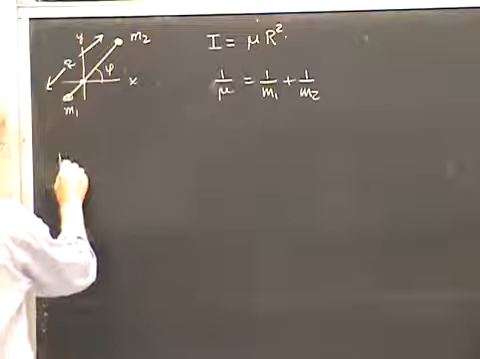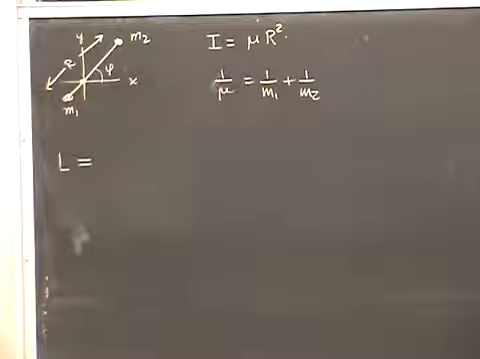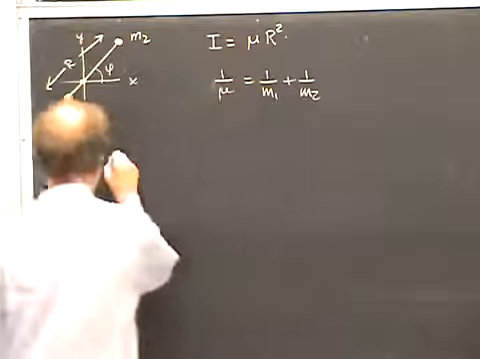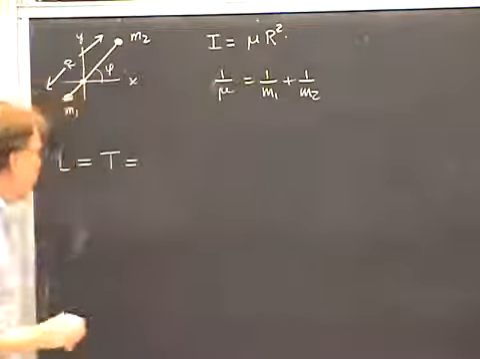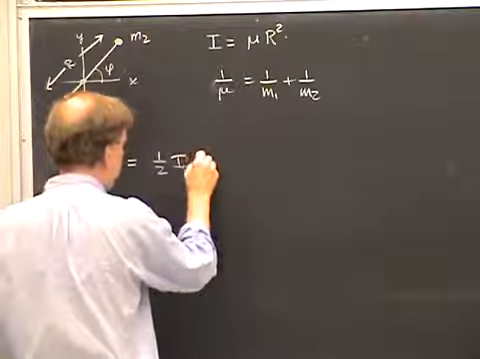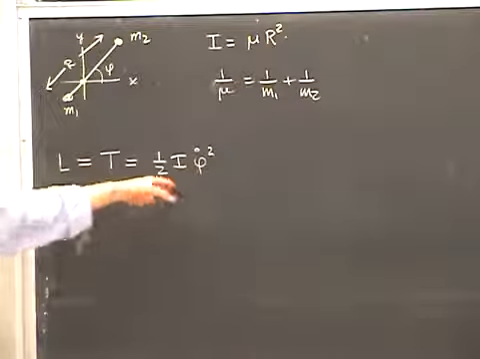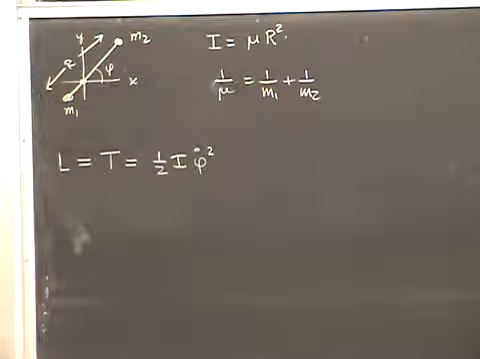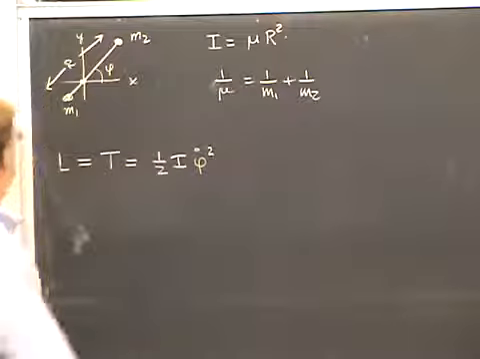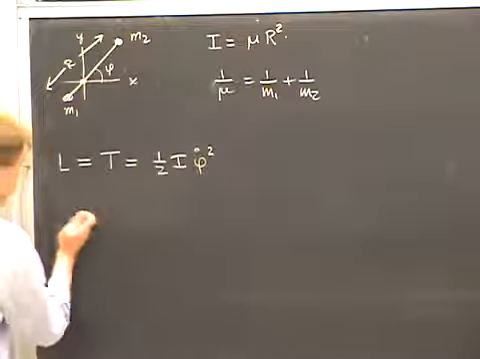Now, the classical Lagrangian is kinetic minus potential energy, but for a rigid rotor, this is a free rotor. There is no potential energy, so it's just the kinetic energy. And as you know, the kinetic energy of a rotor is 1/2 the moment of inertia times the angular frequency squared, where the frequency is phi dot here. It's the rate of rotation. It's obviously just constant. It's just turning around and around.